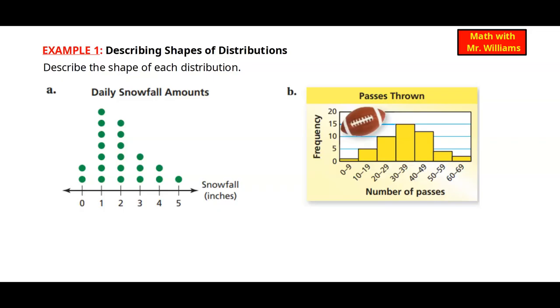Math with Mr. Williams, example 1, describing shapes of distributions. Describe the shape of each distribution. So here we have the daily snowfall amounts. We see it's measured in inches. We see our number line 0, 1, 2, 3, 4, 5, and we see our dot plot.